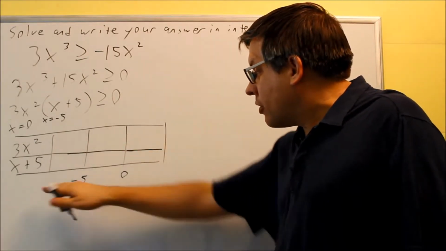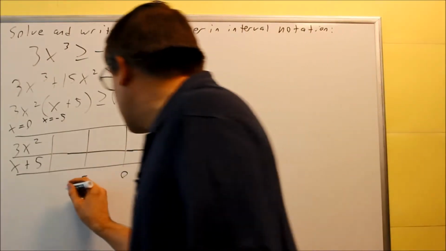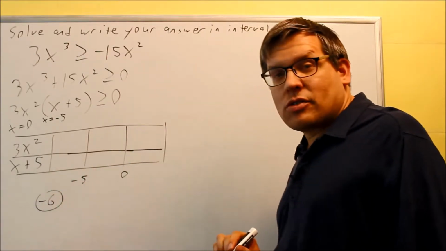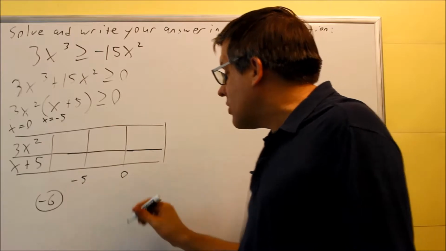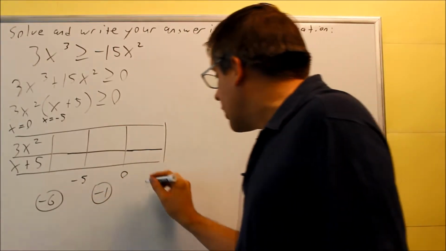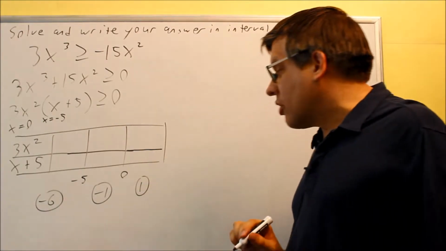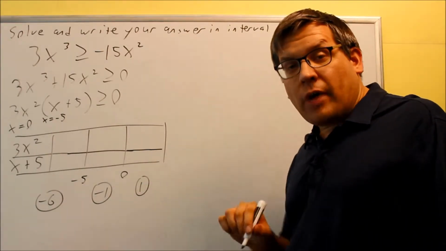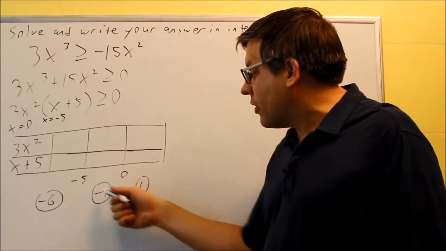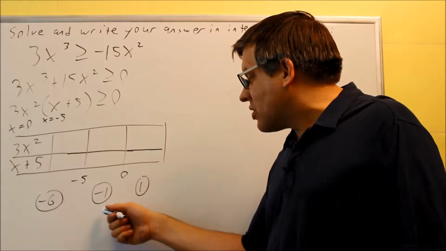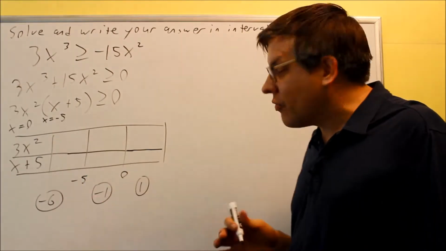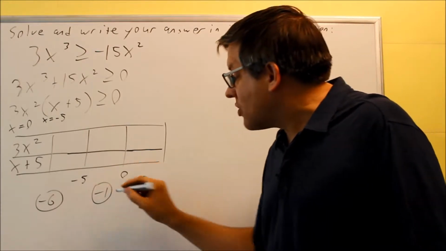With the table method, you're going to put in your test numbers. So I'm going to test a number less than negative 5. So I'm going to test negative 6. A number between negative 5 and 0, I'll just use negative 1. A number that's greater than 0, I'll use 1. So again, the numbers themselves, they don't matter which one you use as long as it fits inside that interval. So you want to make sure that whatever number you pick, for instance here, it has to be between negative 5 and 0. You could have used negative 2, negative 3. Those are fine as long as it fits in the interval.